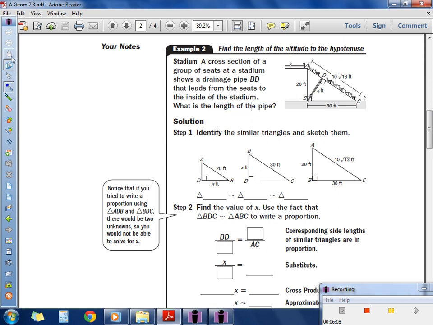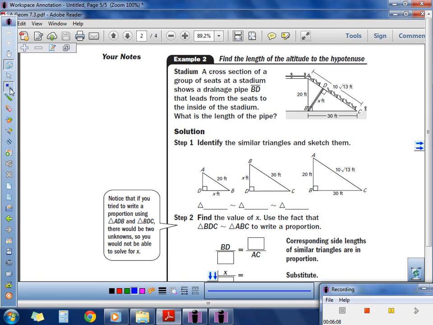So the pipe is the piece that's right here, the piece labeled X. And you can see that it's on the medium triangle and it's on the small triangle. Here it is on the medium, here it is on the small. Now, the goal here is to find the length of that pipe, meaning we're going to have to solve for X. Generally, when you have similarity going on, you use a proportion. So we're going to use a proportion to solve for X.